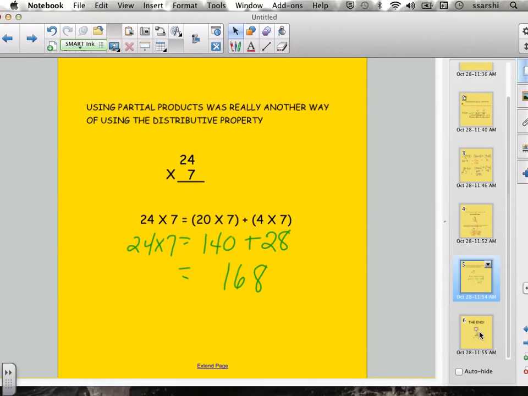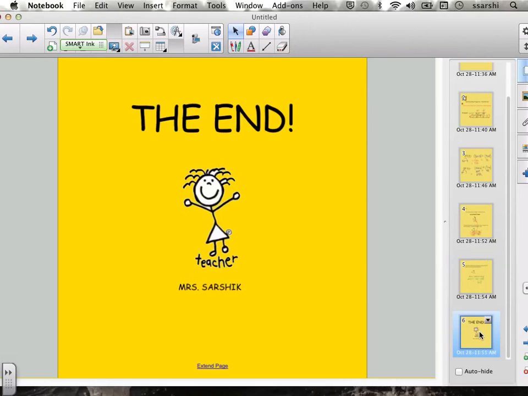So I hope this lesson gives you a better idea about the distributive property used in multiplication.